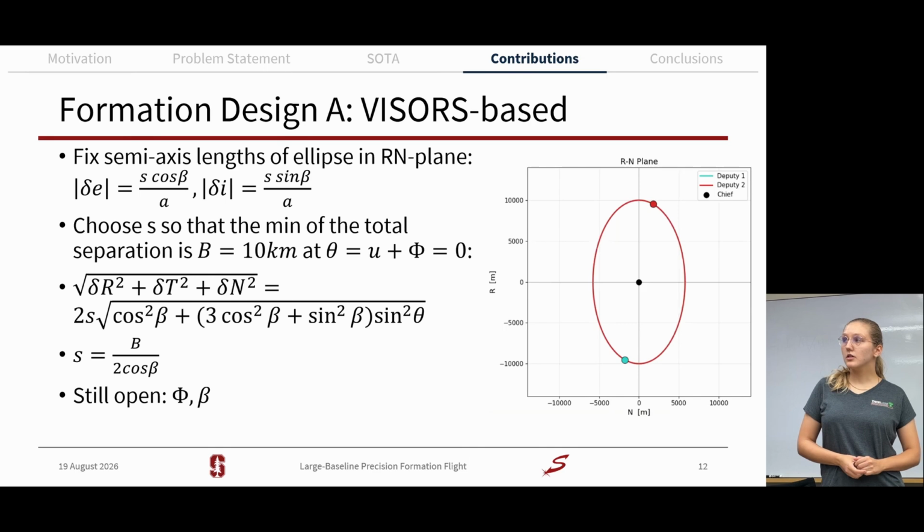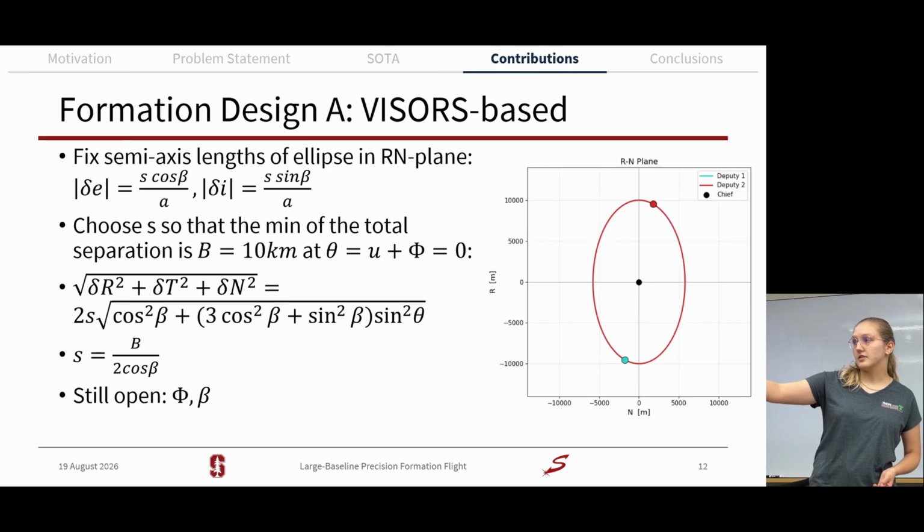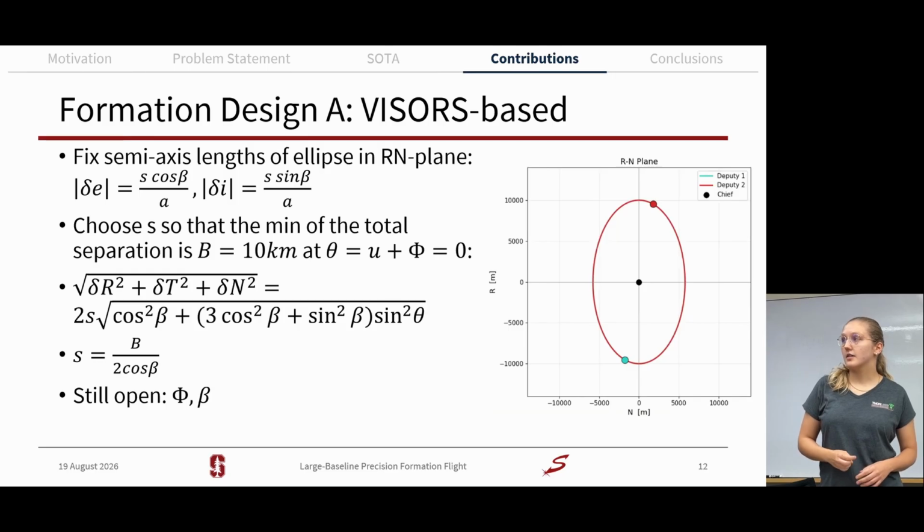So the total separation between the two deputies is characterized by this large square root formula, and it is an oscillating function. It is minimal when we set theta, which is just u plus phi, to 0, and then it still yields 2s cosine beta. Now remember that our initial constraint was that our baseline was 20 plus kilometers. So we set our baseline at this minimum at theta equals 0 to be exactly 10 kilometers per deputy, so a total of 20 kilometers.